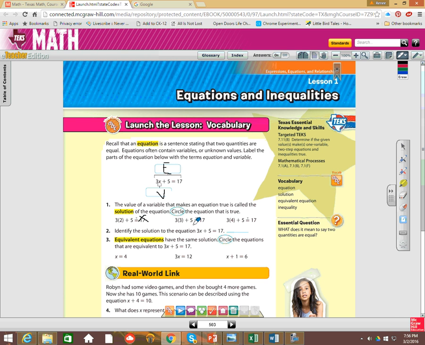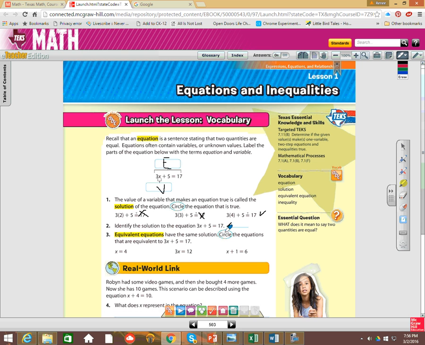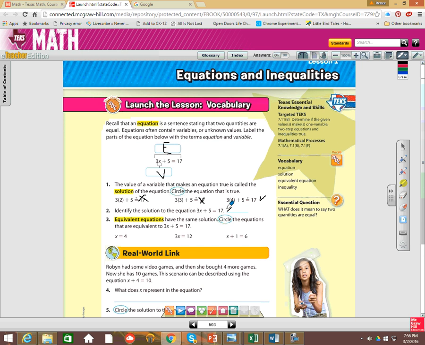3 times 3 is 9. 9 plus 5, is that 17? No, it's not true. What about 3 times 4 is 12. 12 plus 5, yes. Identifying the solution to the equation 3x plus 5 is 17. So that is the one true one right here.